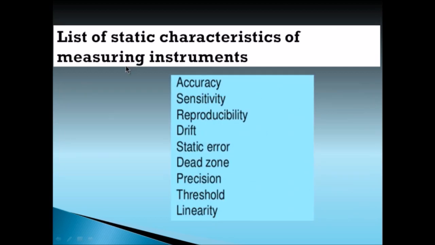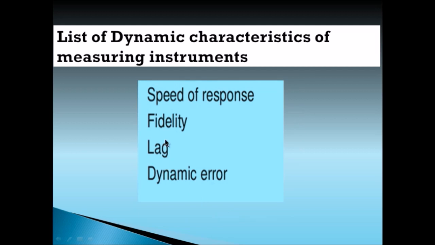List of the static characteristics of a measuring instrument. Static characteristics, the characteristics of instrument which are not changing with the time. So these are the static characteristics: accuracy, sensitivity, reproducibility, drift, static error, dead zone, precision, threshold and linearity. List the dynamic characteristics. So these are the dynamic characteristics: speed of response, fidelity, lag and dynamic error.